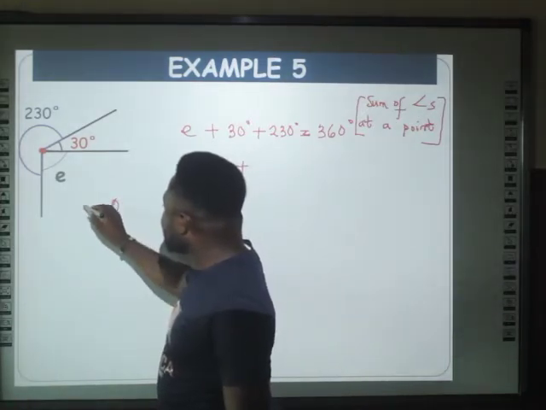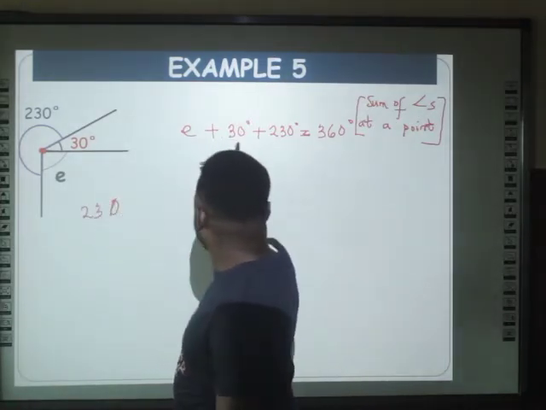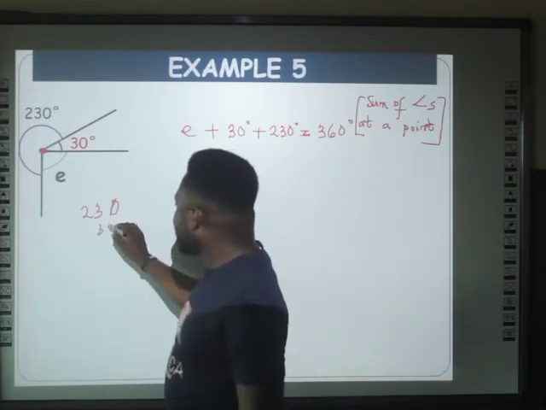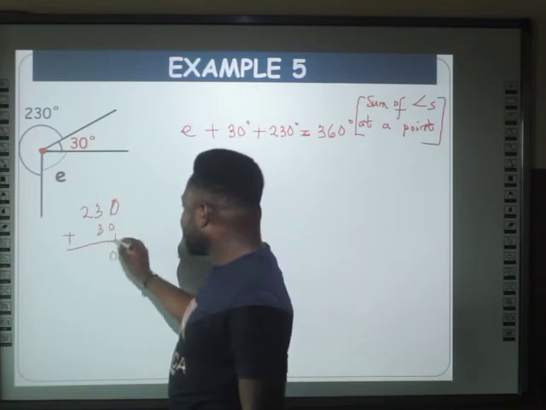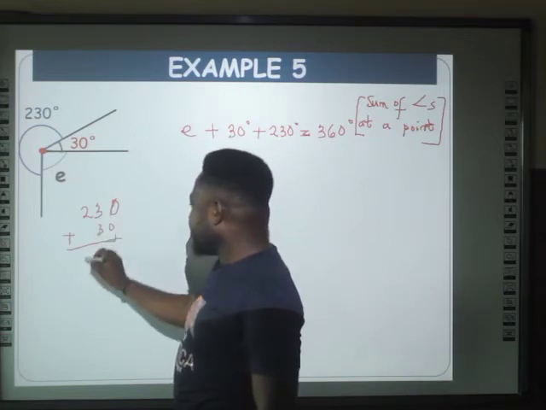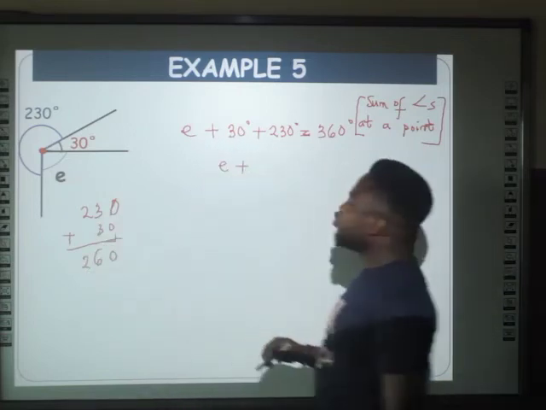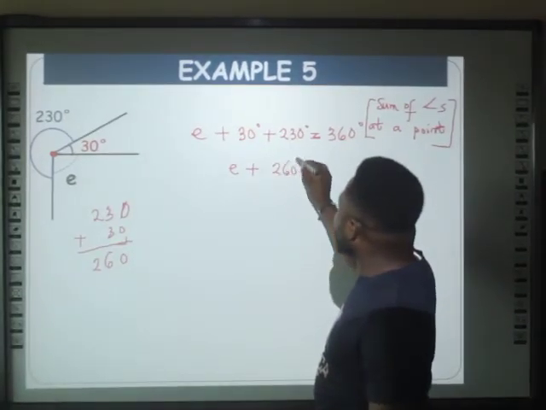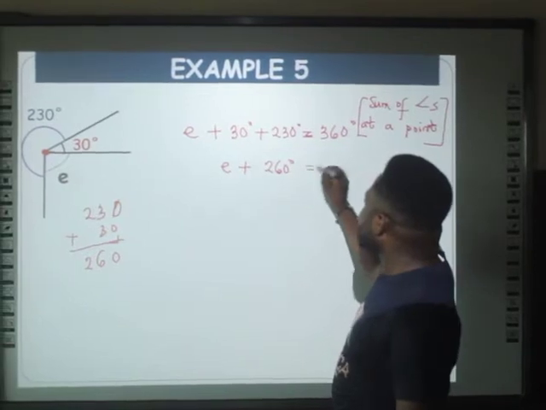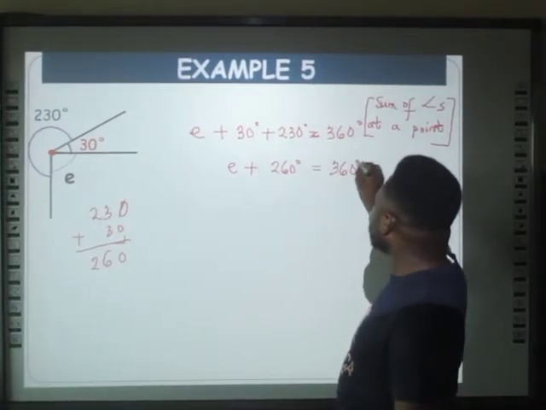Now, if we add this together, we have E plus 30 plus 230. Let me call this 230 plus 30. If you add this together, 0, 3 plus 3 is 6, then you drop down 2. That will give you 260 degrees. So that means this is 260 degrees.